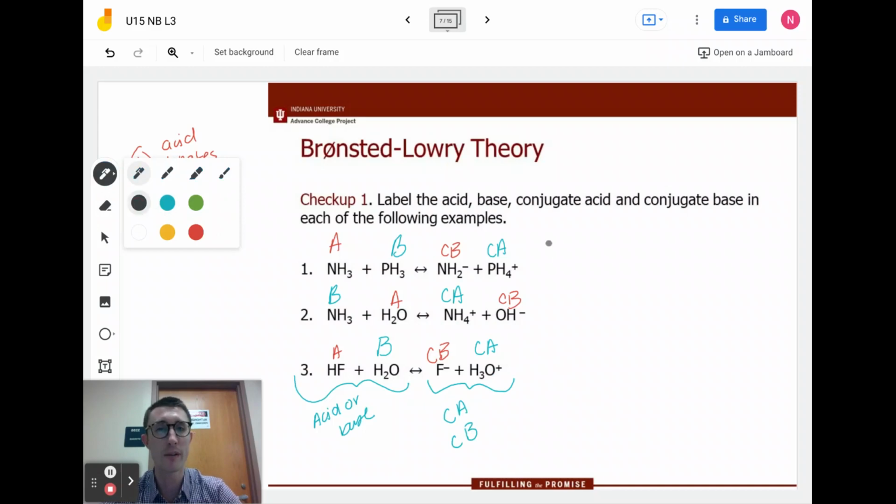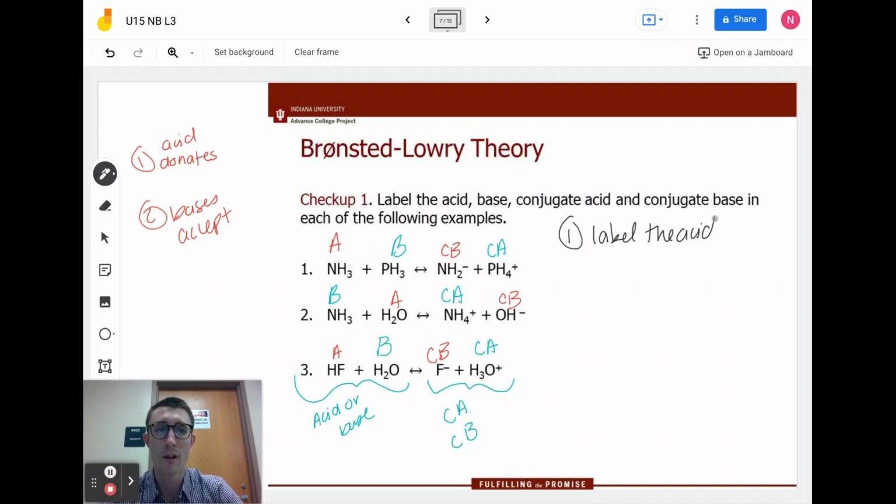So if we want a process here: label the acid, find what it becomes, and what it becomes is the conjugate base. So NH3 becomes NH2 minus. It's our acid because it gave up a proton.